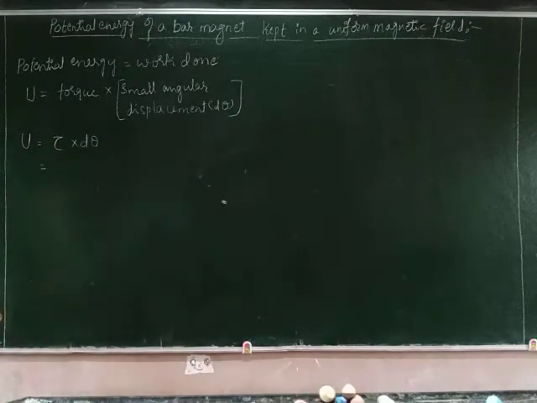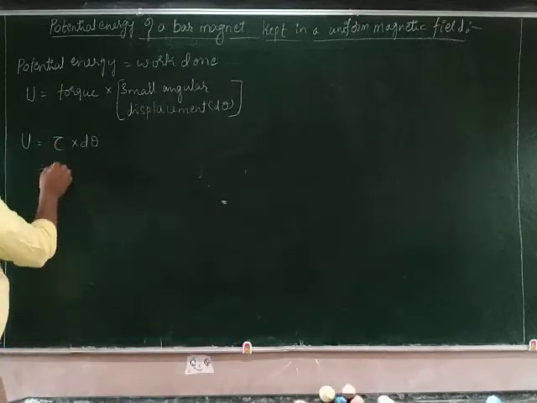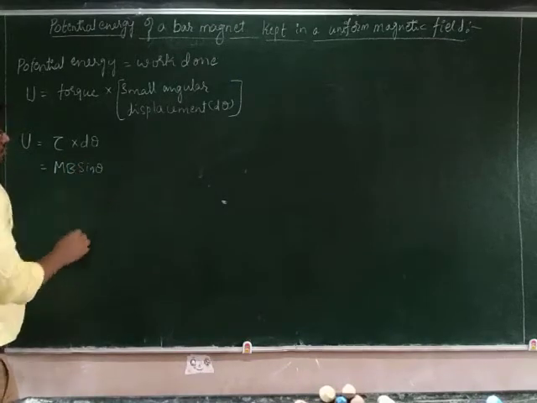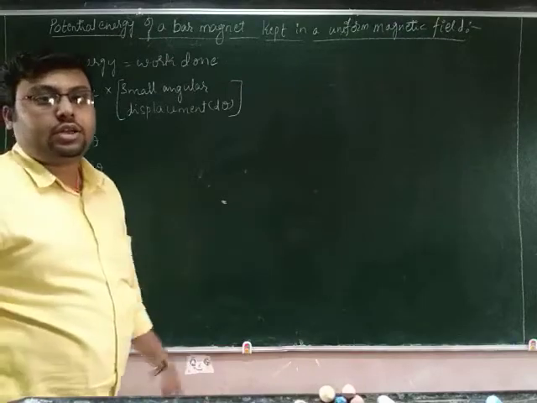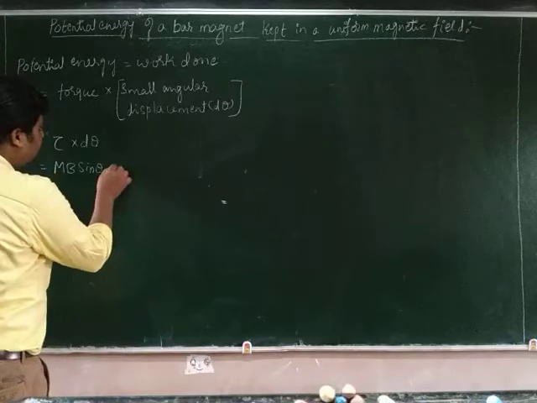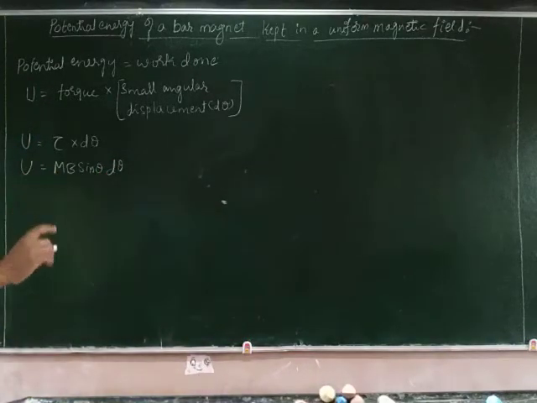So which is equal to tau. What is the value of tau? Already in the previous class we have discussed the torque. That is tau is equal to mB sin theta. Here m means the magnetic moment and B means the strength of the external uniform magnetic field. And d theta. So it is for the small displacement.